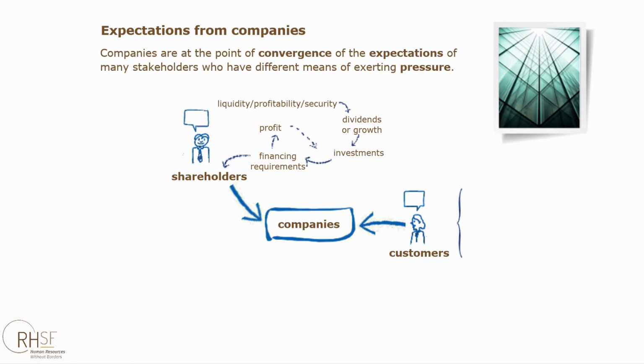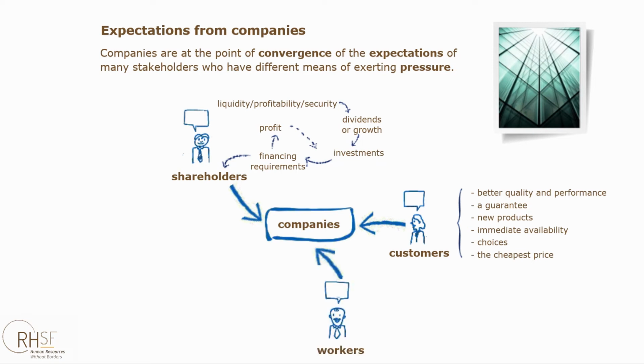Consumers expect the following all at once: better quality and performance, a guarantee, to be constantly tempted by new products, immediate availability of products, choices, or in other words products that are mass-produced yet varied and also personalized if possible, the cheapest price. These expectations are also legitimate, but it is not always easy to satisfy them all at the same time. Although consumers are customers who always want the best value for their money, they are still workers who want as much money as possible for their time and work.